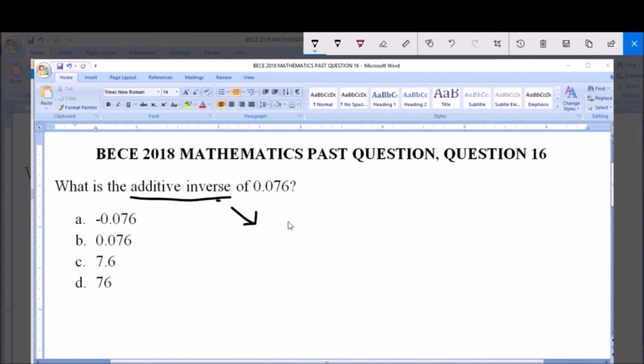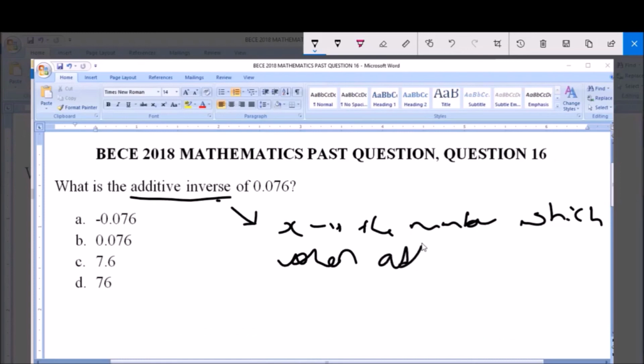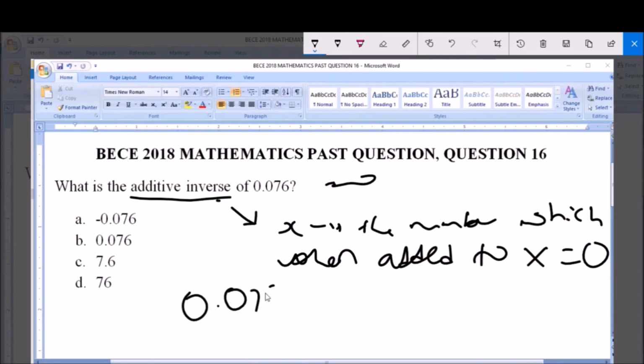What do I mean? Additive inverse of a number x, let's take for instance we have the number x. Now additive inverse of a number x is the number which when added to x will give us 0. So now we have to look for a number that when we add to this 0.076, it will give us 0. And like we know now, 0.076 is a positive integer.